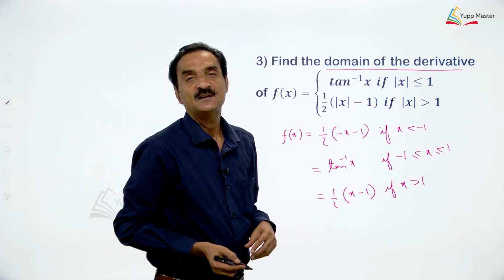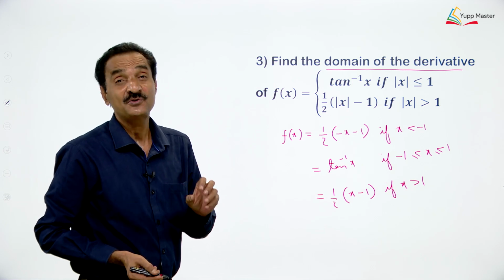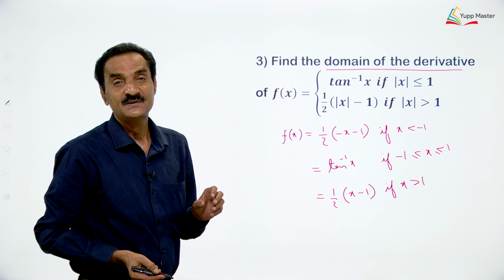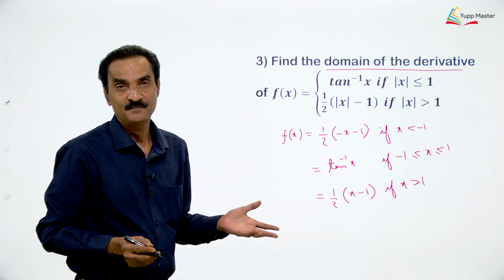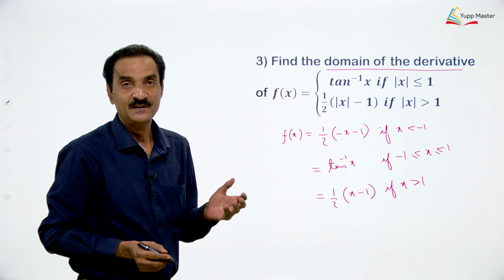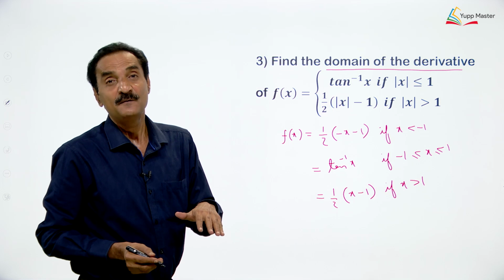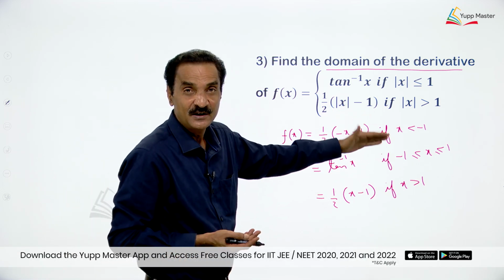At minus 1, if you want to know whether it is differentiable or not, first we should check the continuity, because if the function is discontinuous, automatically it is not differentiable. Okay. So, first we need to check the continuity. If it is continuous, then only we will check the differentiability. How to check the differentiability? We will check the left hand derivative and right hand derivative.